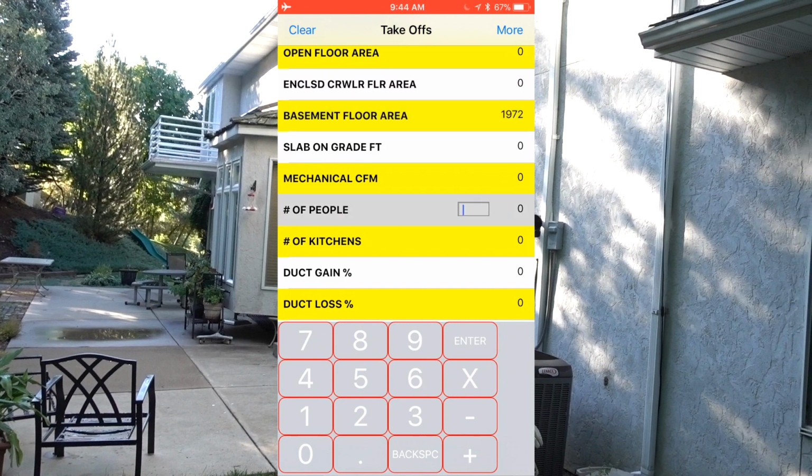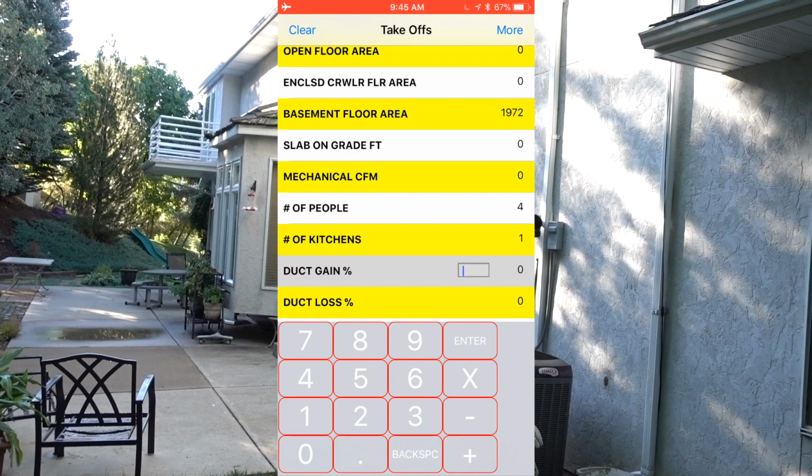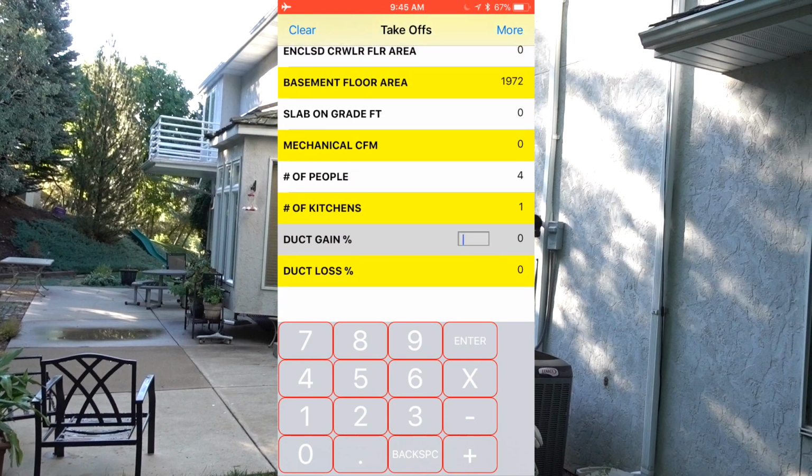Number of people, I just know how many occupants are here, but I'm going to just put 4 people. There is 1 kitchen. The ducts are all located in conditioned space, so I won't worry about the duct gain and duct loss percentage.